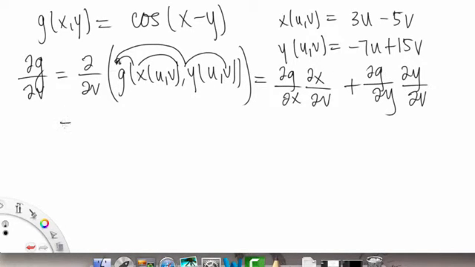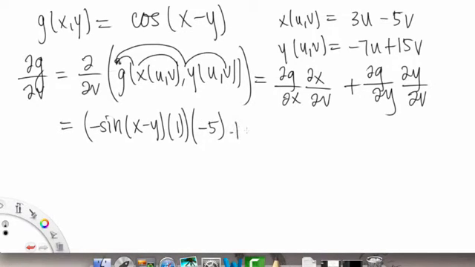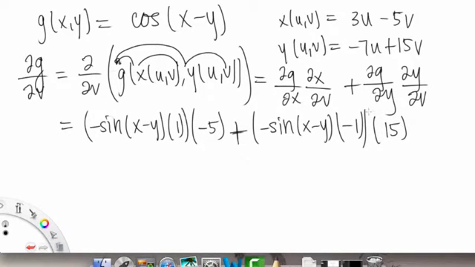Okay, so now let's solve this. We get that this is equal to partial g, partial x. Again, that's going to be the same thing that we had before, so sine of x minus y times the coefficient of x, which is a 1. That's from the inside. And then we have partial x, partial v now. So that is, instead of a 3, now that's a negative 5, because that's our coefficient on the v term. Okay, and then we have plus our other partial derivative, which is negative sine of x minus y, and then we have to take out that negative 1 from the coefficient of the y, okay? And then here we have partial y, partial v, so we're going to have a 15 out here instead of that negative 7 from the u. Alright, so this is what we have so far.